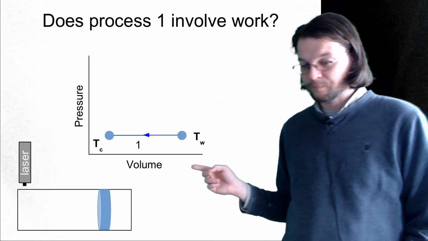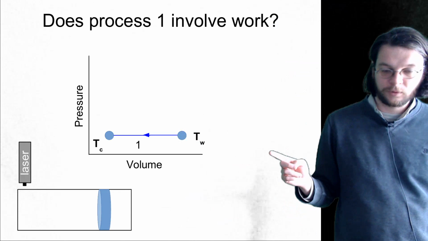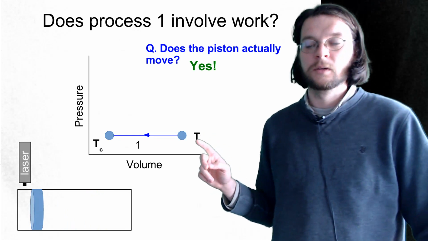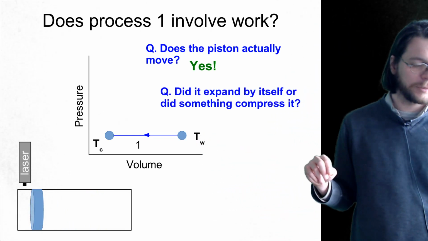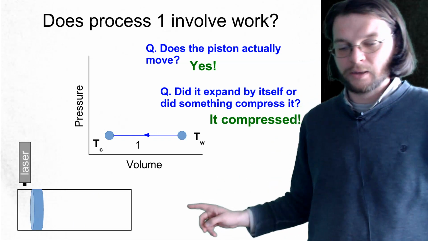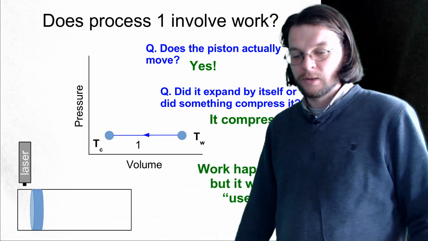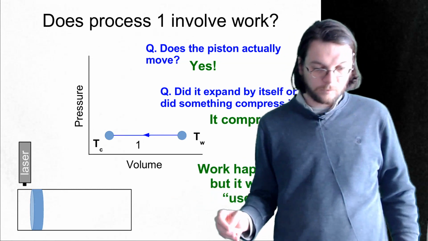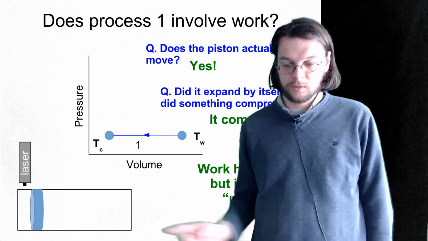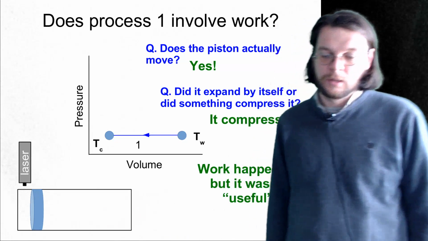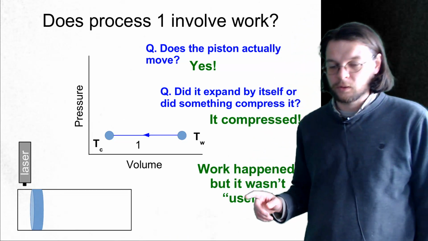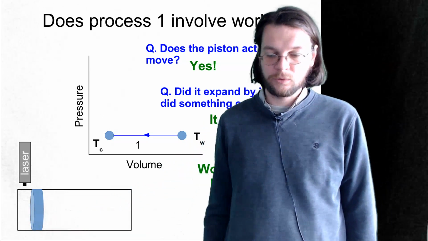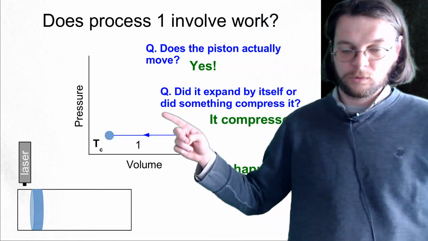But what about step 1? Well, we talked about this before. Again, the first question is, is the piston actually moving? Well, yes, it is. Did it move by itself, or did we compress it? Well, we actually had to compress it. We had to shove this thing this way, and that actually took work. So this is work that we did on the system. It's not work that's done by the engine, it's work that is done on the engine, you could say. And so work happened, but it wasn't useful work. It was the drudgery of getting this back to the point where it's all set up for the laser to fire again. So it's working against the useful work that we did over here.